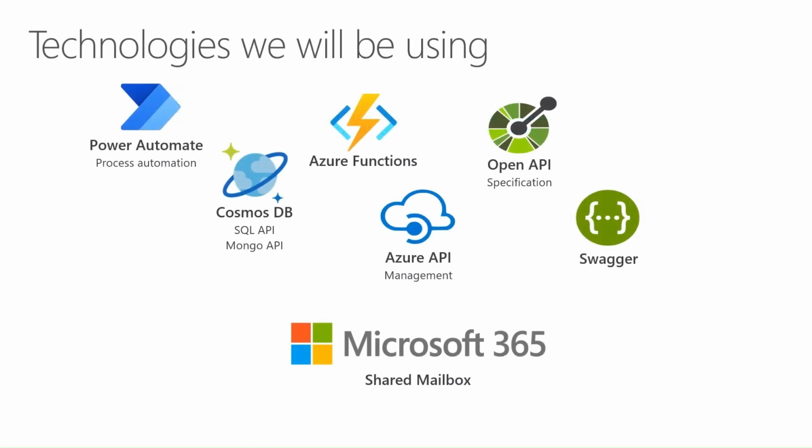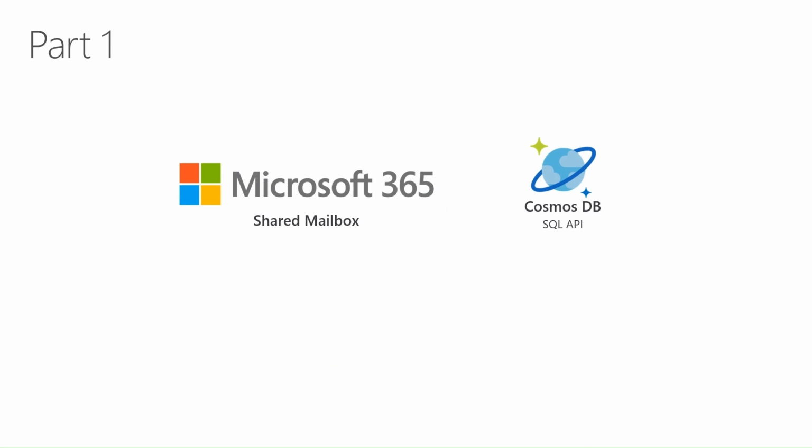In this series, we will be using Power Automate, CosmosDB, Azure Functions, Azure API Management, OpenAPI, Swagger, and Microsoft 365 shared mailboxes. For part 1, we'll be focusing on creating the shared mailbox and setting up CosmosDB.